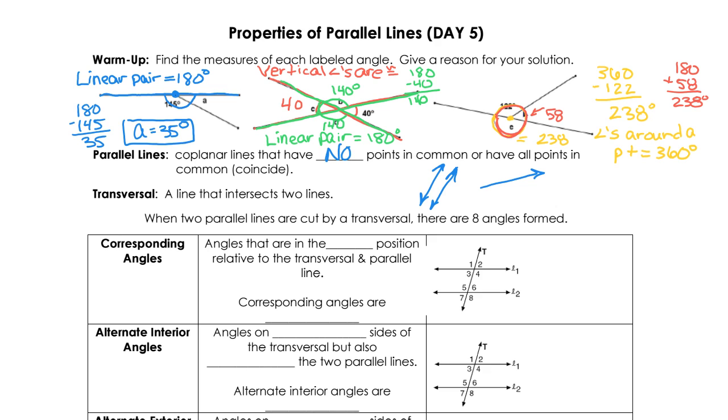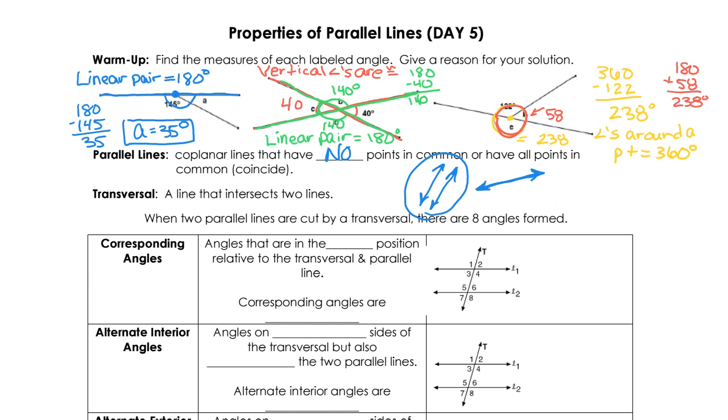Or you could also say that they have all points in common. So if you draw a line and you draw another line right on top of it, those lines are actually technically considered parallel. They have all points in common. So no points in common or all points in common. We're going to focus this year on no points in common and our parallel lines looking like that.